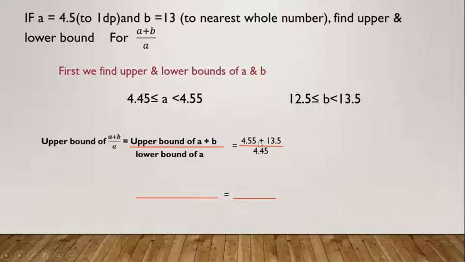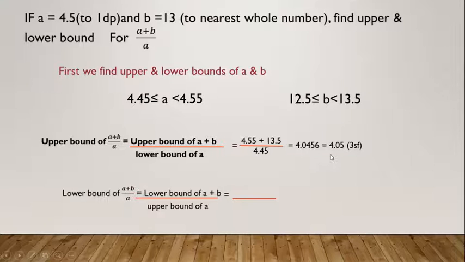We add the upper bounds of A and B and divide by the lower bound of A. And we get the upper bound of (A plus B) upon A as 4.0456. Now this is to be written to three significant figures. If you are asked to write to three significant figures, you just look at the fourth significant figure, which is 5. If it is 5 or more, we just add 1 here. So that is how, up to 3 significant figures, we get 4.05.